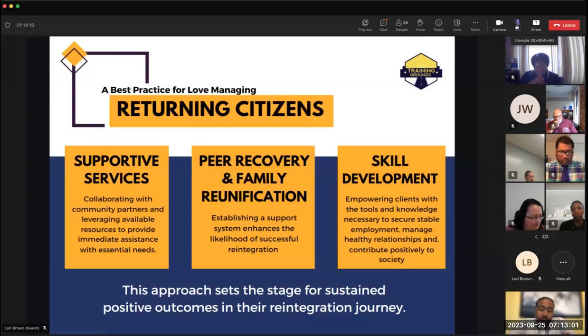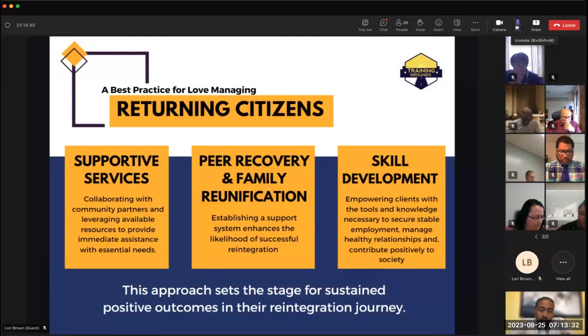Some of our returning citizens have been away for a very long time, some for short periods of time, and they're reacclimating back into their family lives, their children's lives, right? So we have an actual program that helps pull that together, right? Where we're meeting with the families and we're doing family reunification. Skills development, empowering clients with the tools and knowledge necessary to secure stable employment, manage healthy relationships, and contribute positively to society. We do that every day in our workforce development program.